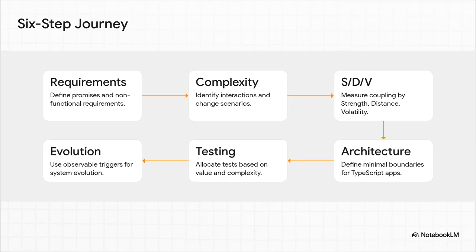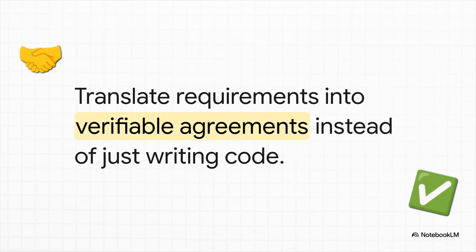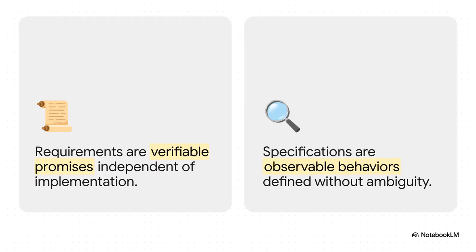Here's our roadmap: requirements, complexity, the coupling yardstick, minimal architecture, testing, and finally, system evolution. Let's jump in. Chapter 1 covers requirements as design input. Translating requirements isn't just coding, it's building verifiable agreements with your team. Treat requirements as strict promises and specifications as observable behaviors. This strict separation kills ambiguity right out of the gate.